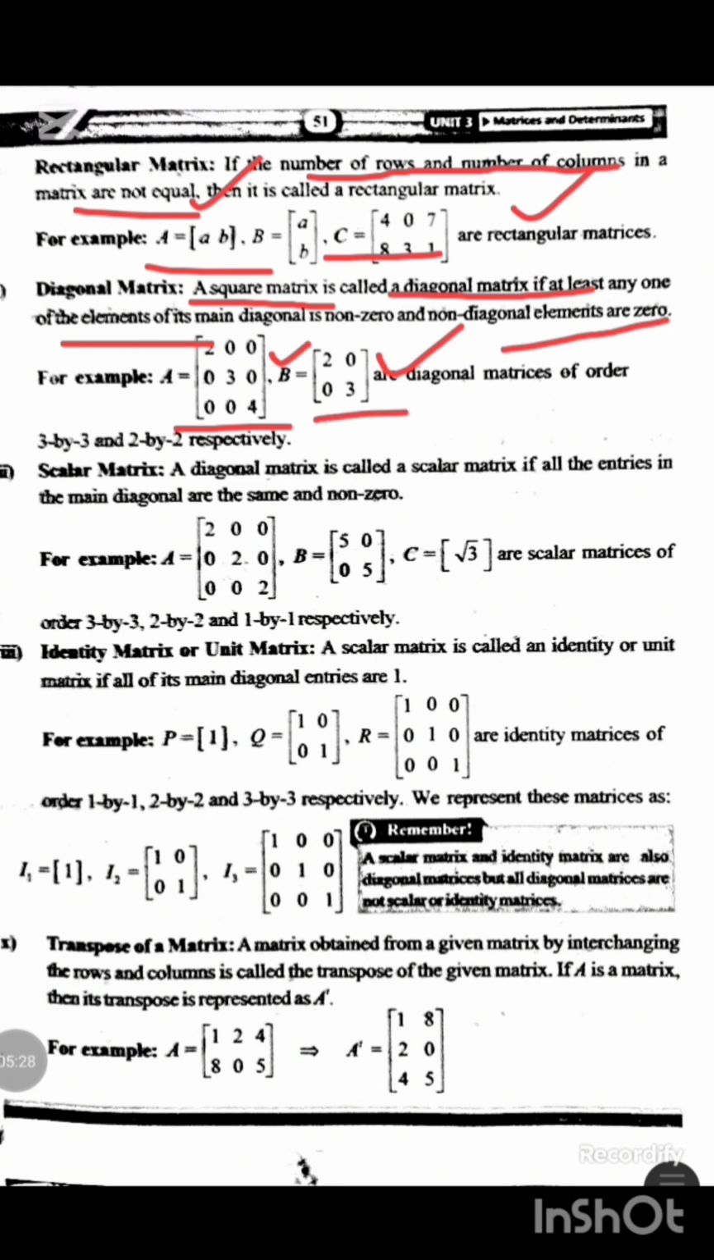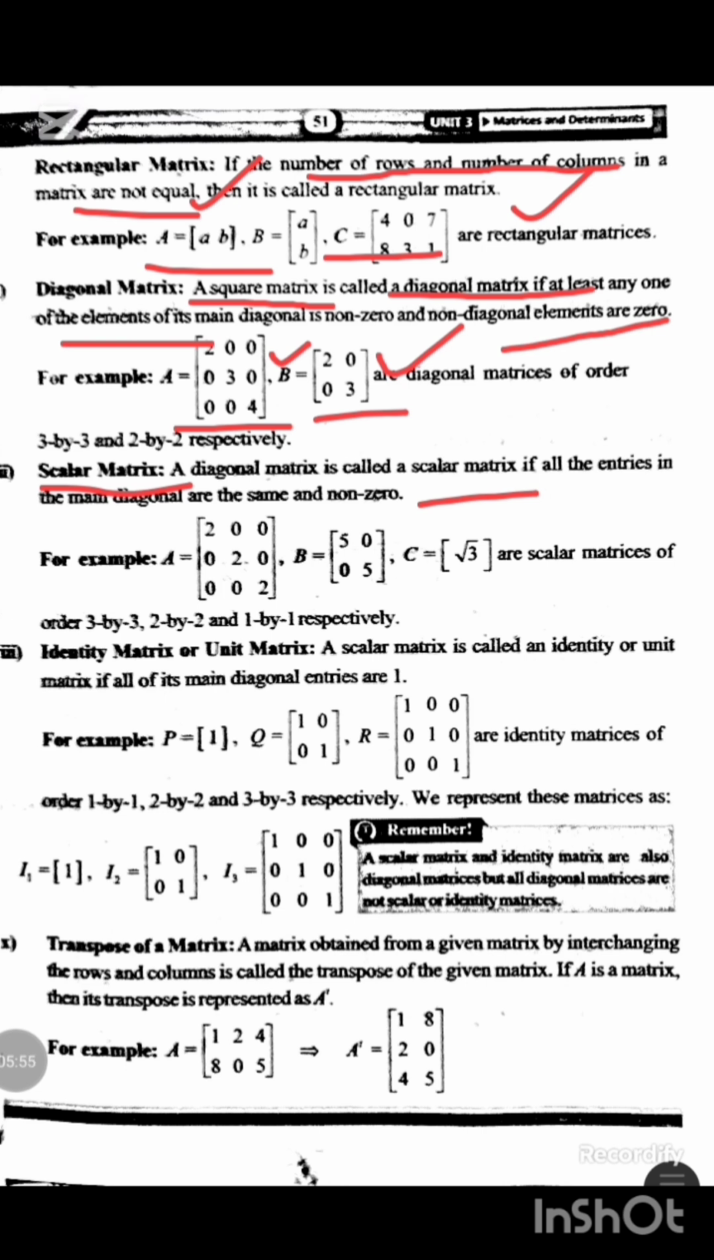Next we have the scalar matrix. A diagonal matrix is called a scalar matrix under a condition. For a scalar matrix, it is necessary that it is a diagonal matrix. A diagonal matrix can be a scalar matrix. So if our matrix is diagonal, it may be scalar. If a matrix is not a diagonal matrix, it will not be a scalar matrix. So for a scalar matrix, it is necessary that the matrix should be diagonal.